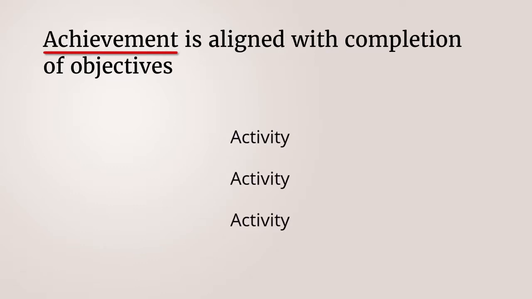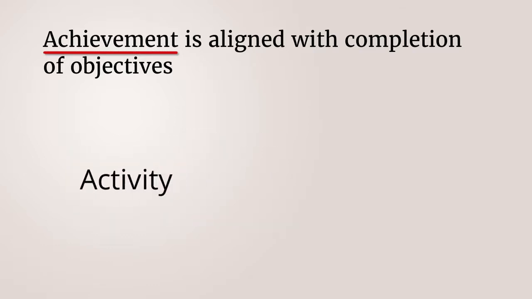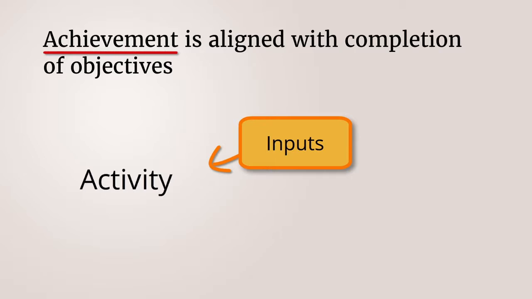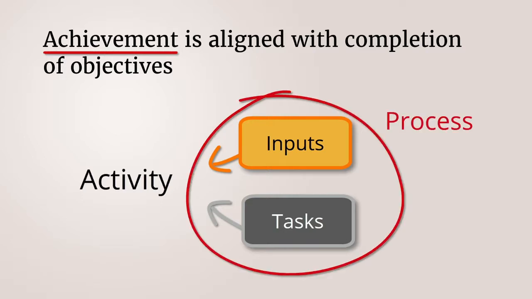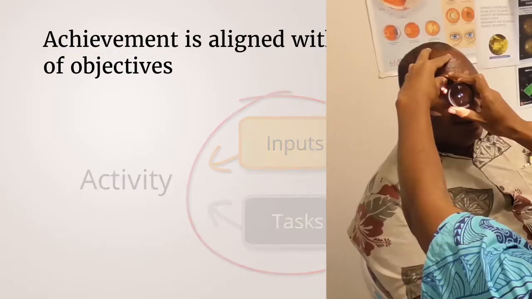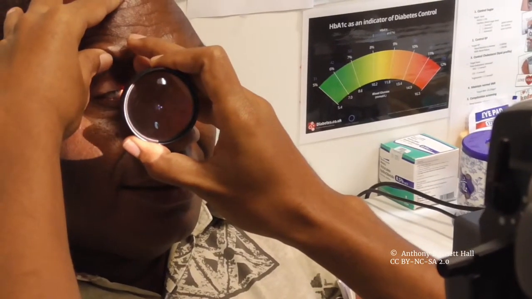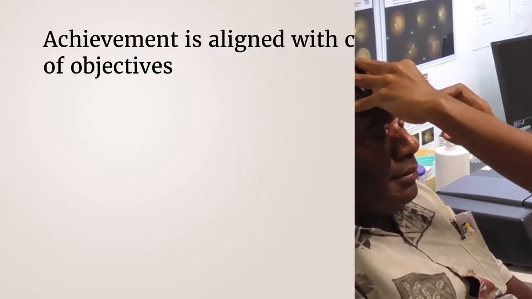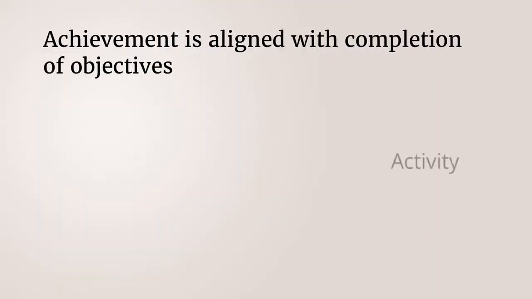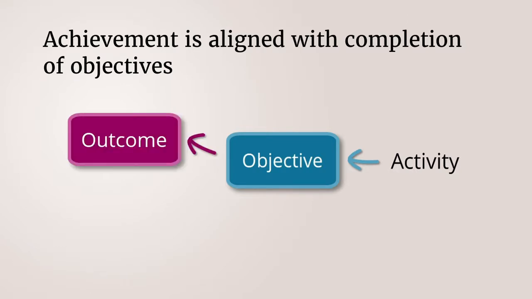In any plan or programme, achievement is aligned with completion of objectives. There are usually several activities that need to be carried out for an objective to be achieved. Each activity requires inputs such as finances, resources, and so on, and for specific tasks to be completed. This is known as the process. Inputs in a diabetic retinopathy screening programme include correctly equipping service providers to enable them to undertake their required tasks. As a result of following the process, the planned activities and objectives can be achieved. This in turn leads to an outcome and an impact.